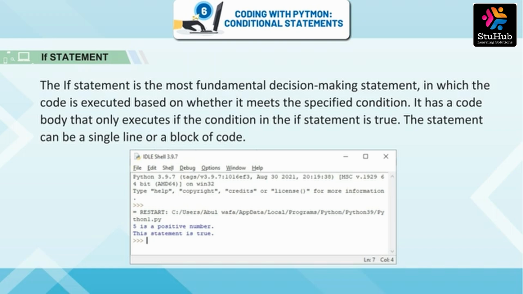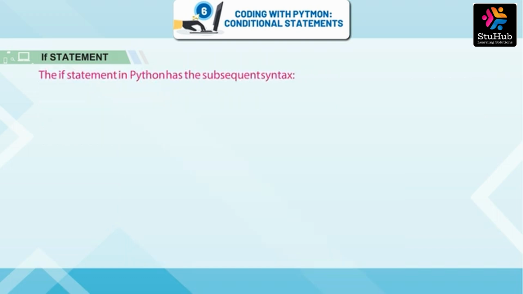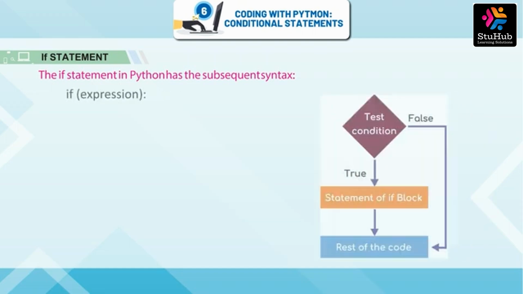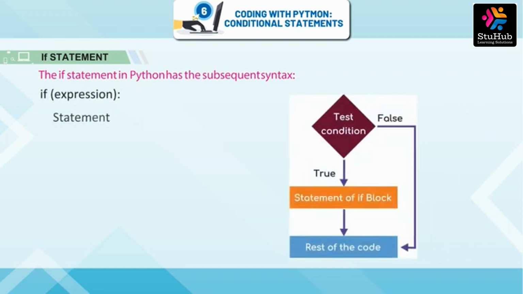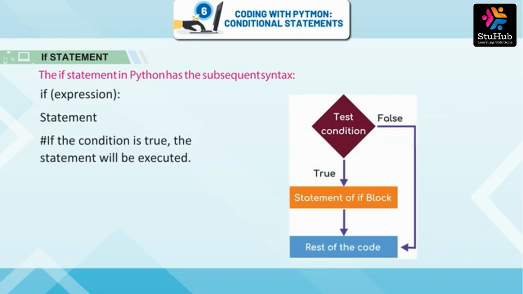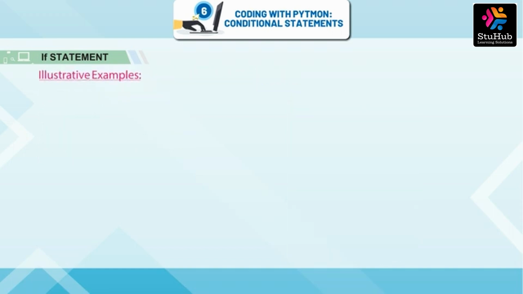If statement. The if statement is the most fundamental decision-making statement, in which the code is executed based on whether it meets the specified condition. It has a code body that only executes if the condition in the if statement is true. The statement can be a single line or a block of code. The if statement in Python has the following syntax: if expression: statement. If the condition is true, the statement will be executed.